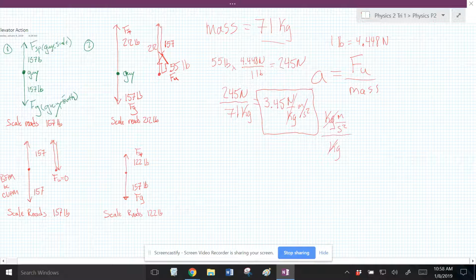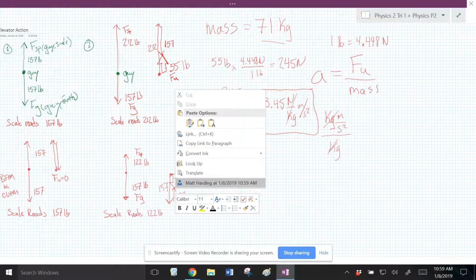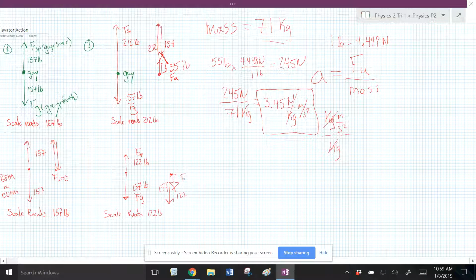So there's my acceleration for the guy on the way up, 3.45 meters per second squared. I'm going to do that same thing for the situation where the scale read 122 pounds. So I've got 157 pounds down and 122 pounds up. When I go to draw this, the FU arrows aren't trying to balance out this diagram. If I wanted to balance this, I'd draw an arrow that pointed up. But this is not balanced, and I want to show how not balanced it is. So that's why I'm drawing this fat arrow, beginning at the beginning and ending here at the end. And that makes it the FU.